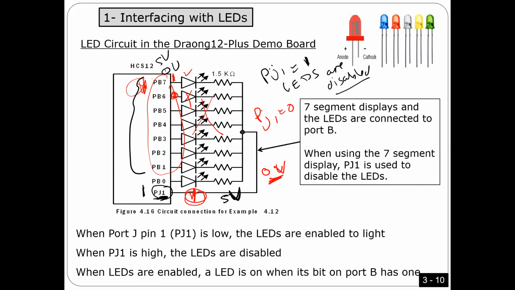So let me summarize what I said. We have 8 LEDs. They are connected to port B, as you see here. And we are going to use PG1. What does PG1 mean? It means port J, pin 1. That's what it means.